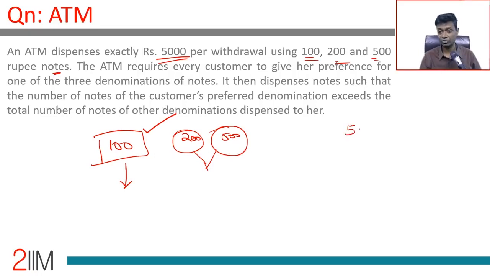Everybody gets exactly 5,000. There are only 3 denominations, 100, 200, 500. The customer can give one preferred denomination. It could be 100 or 200 or 500. The number of notes of that denomination will be more than the sum of the other 2 put together. Right?